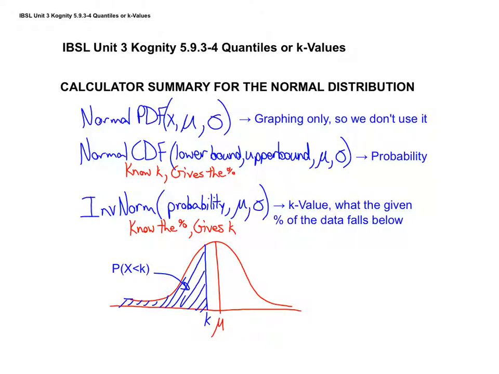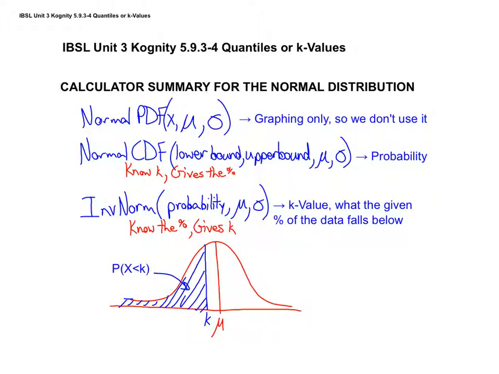Up to this point, in the normal distribution, we didn't really talk about normal PDF, and that's because that's just used for graphing. You're not going to use that at all. So just ignore the normal PDF. The normal CDF is what you were finding. You knew a lower bound and upper bound, and the mean and standard deviation, and that gave you a probability. Okay?